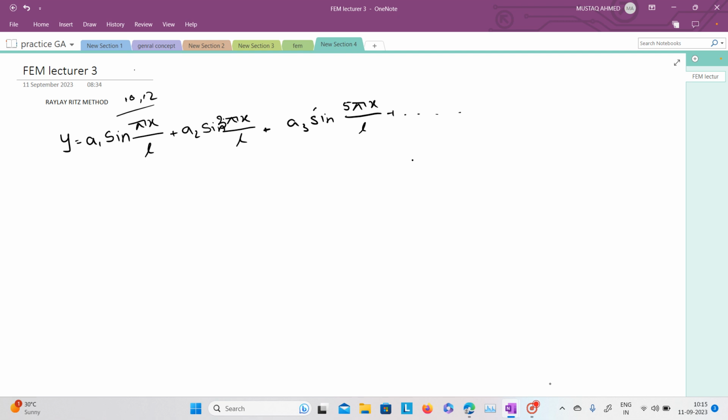It is a general trial function, but while solving the problem, for our sake, we will take only up to a2. By taking a3, a4, a5 we will get a more precise and accurate value. If we need an accurate and precise value, we can go for a3, a4, a5, a6, and so on, with odd multiples of pi x by L. As BTech students, we will consider two terms, a1 and a2. This is the trial function.